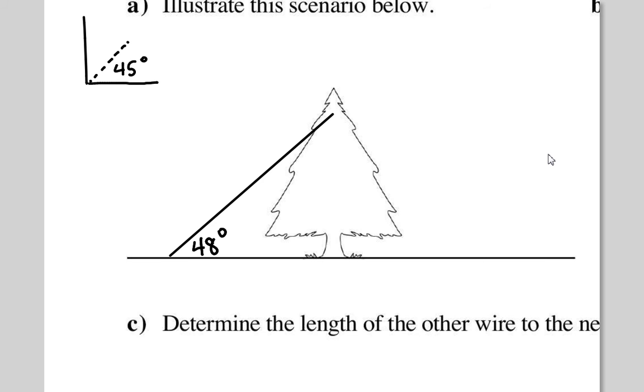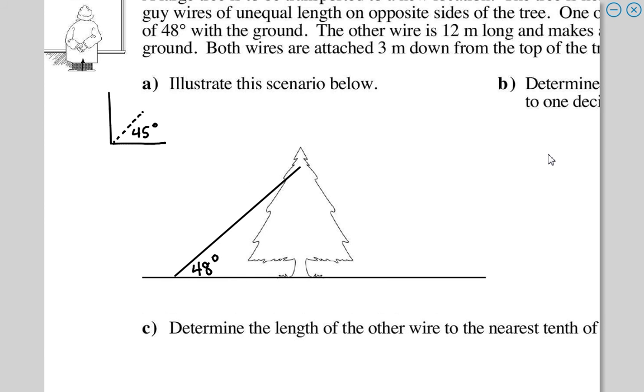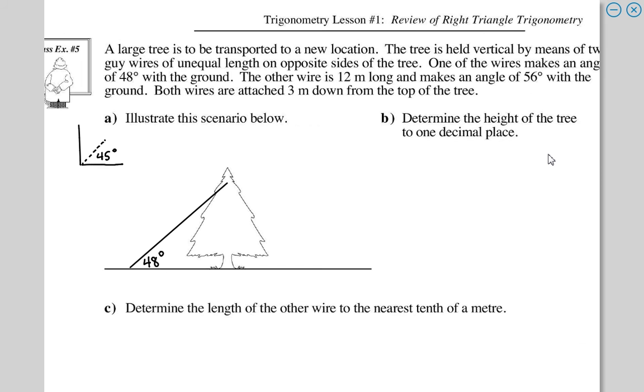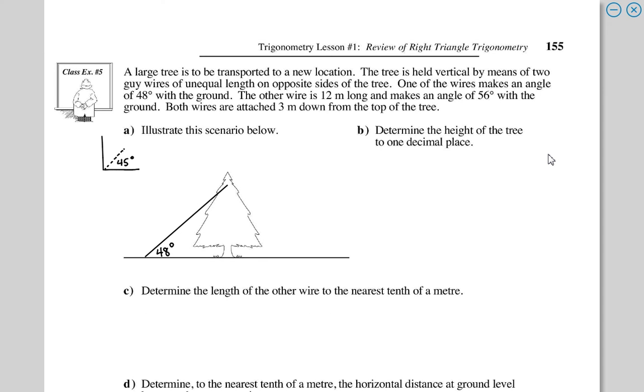It's just a sketch. Roughly 48 degrees. So one of the wires makes 48 to the ground. The other wire is 12 meters long and makes 56. So this will be steeper, yeah?